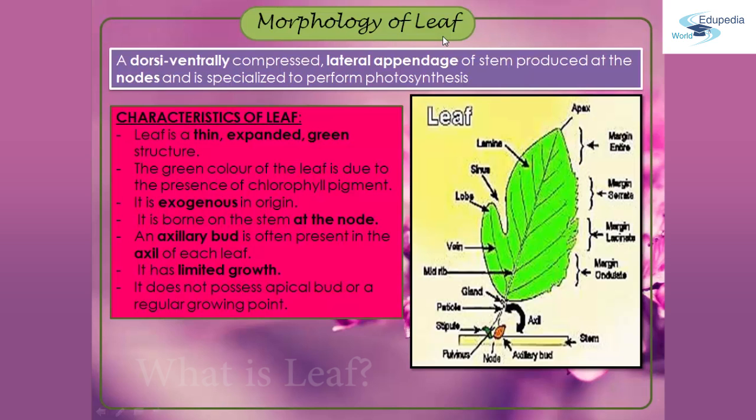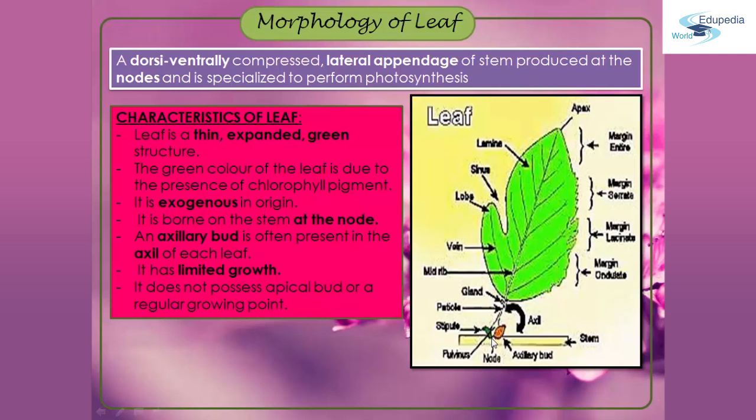Now the question arises, what is a leaf? Leaf is a lateral, generally flattened structure which is borne on the stem. It develops at the node of the stem and it bears a bud in its axil. As you can see, this is your axil portion and this is your axillary bud. The axillary bud, which is at the axil, later develops into branches.